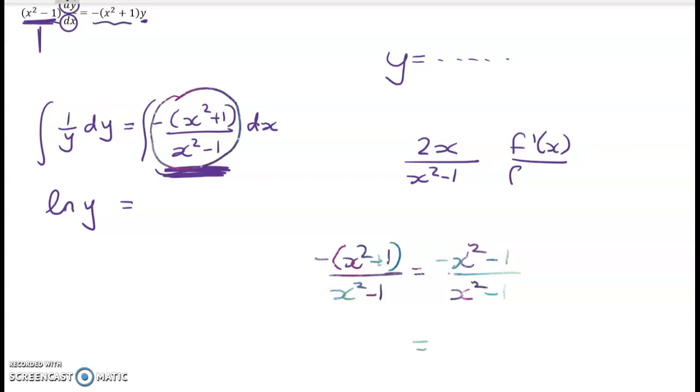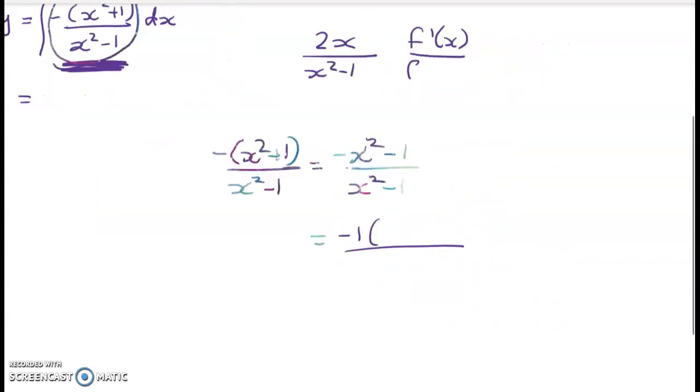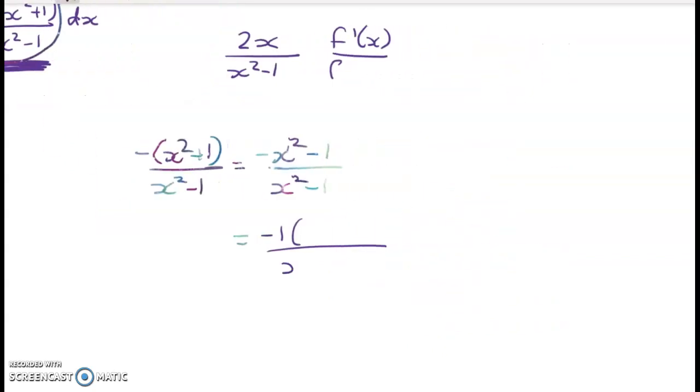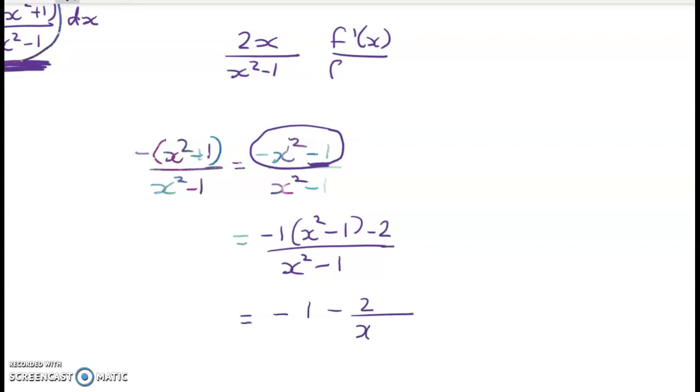And looking at this, we're going to force in a negative 1. We did this in class, and we did this in a test a little while ago. We've got x squared minus 1 in the denominator, so we'll have negative 1 of those. And we're trying to match this top number up. So now we've got negative x squared plus 1, but we want to have minus 1, so we have to take away 2. That means I can rewrite it as negative 1 minus 2 over x squared minus 1.